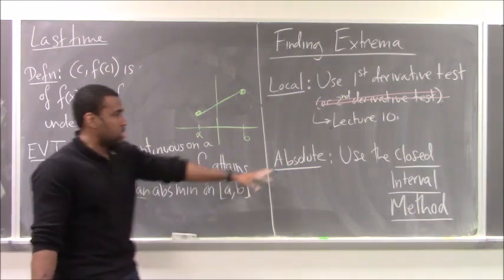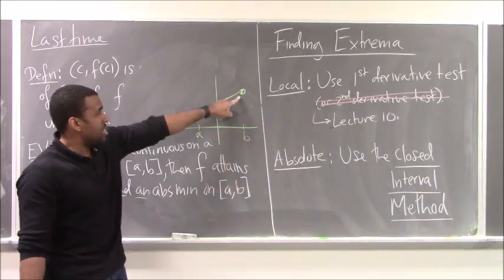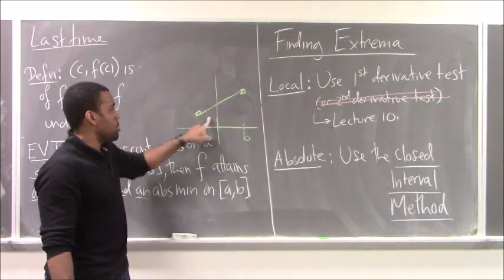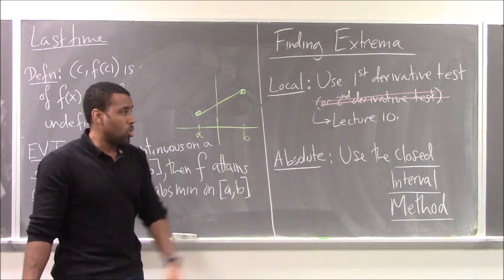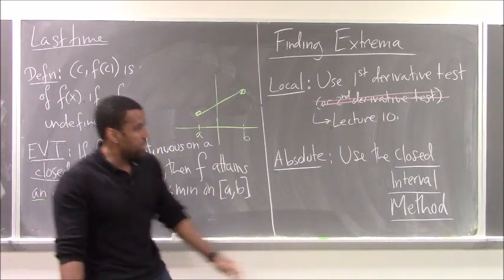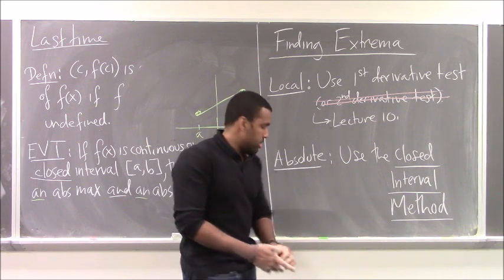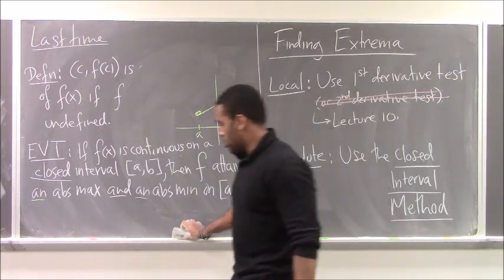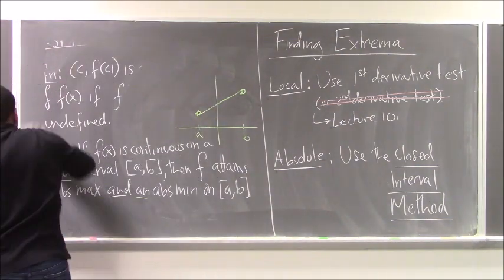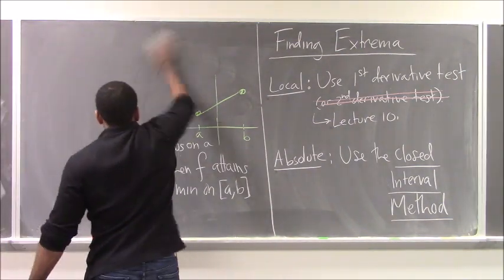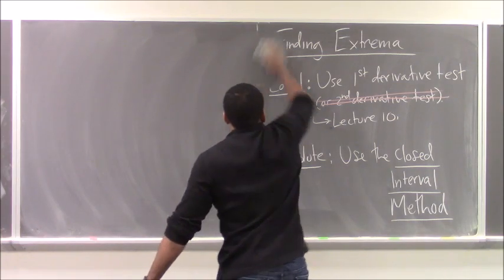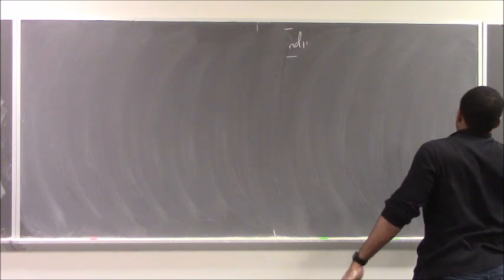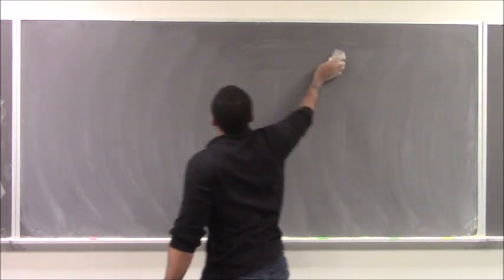So the absolute max or mins can happen at endpoints, which might not look like a hill, or the minimum might not look like a valley, so we need a whole other method for this one. The method is called the closed interval method. So I'm going to introduce that method to you, and we're going to do an example using it. So the closed interval method is a three-step method.